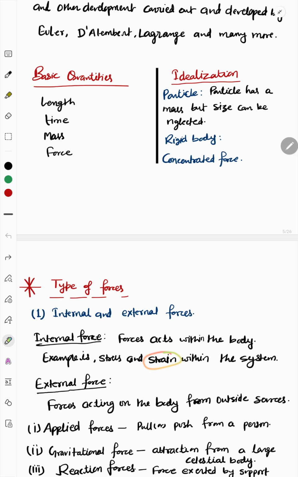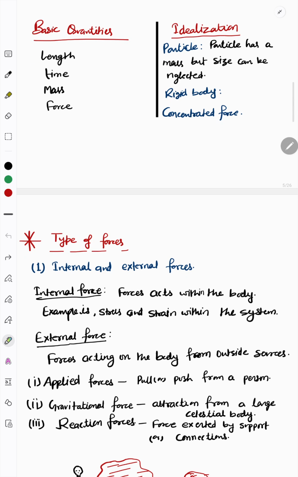So whatever forces are applied within the object by the different particles, that force is called internal force. Then external forces: forces acting on the body from outside sources. If from outside you are applying a force on the body, that is called external force.